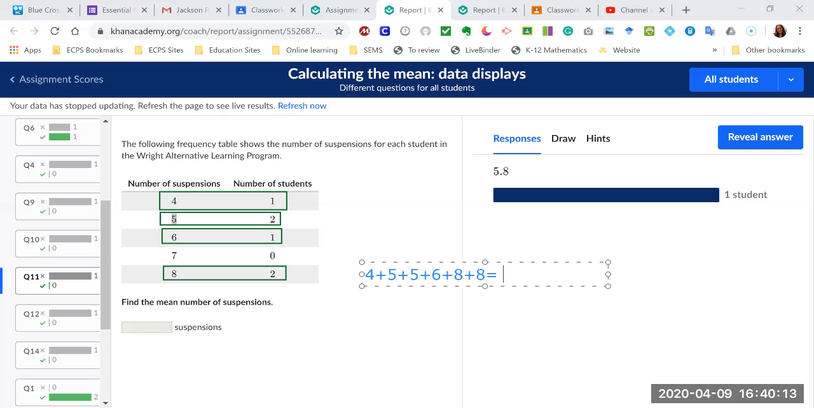So 4 plus 5 is 9, plus 5 is 14, plus 6 is 20, plus 8 is 28, plus another 8 would be 36. So 36 divided by, and that's 6 numbers, would mean that the average number of suspensions would be 6. So the mean number would be 6, which would be the number that should have been put right there. All right, we got 2 more to look at.